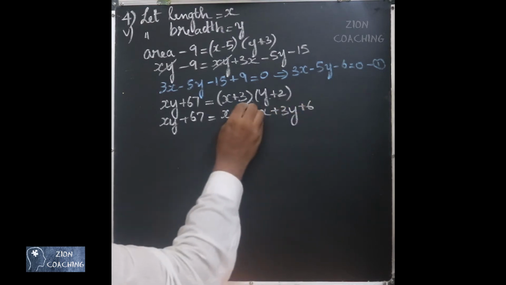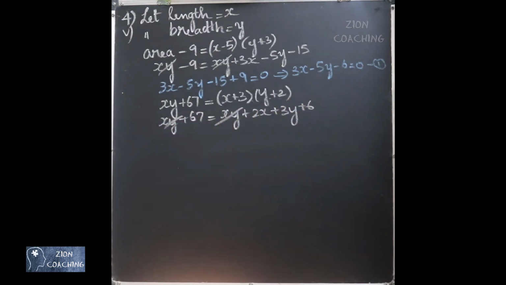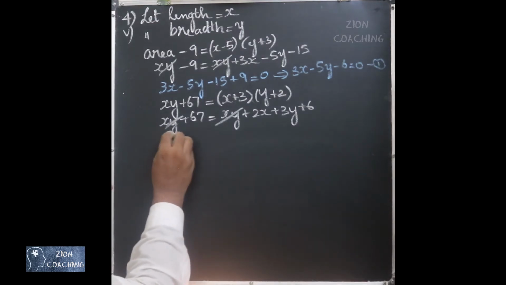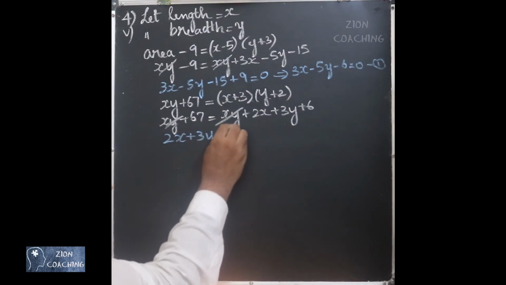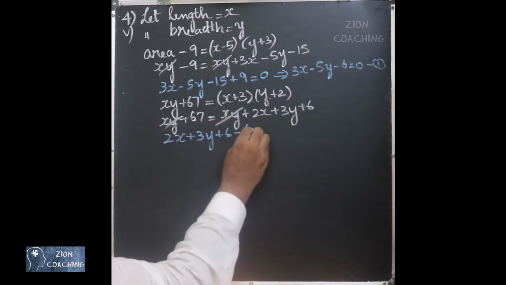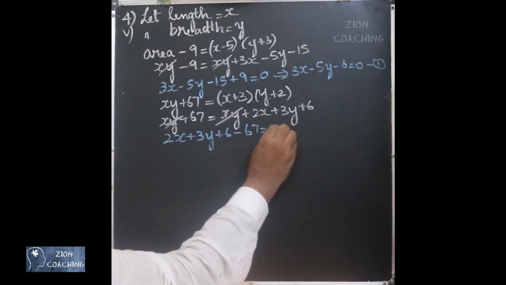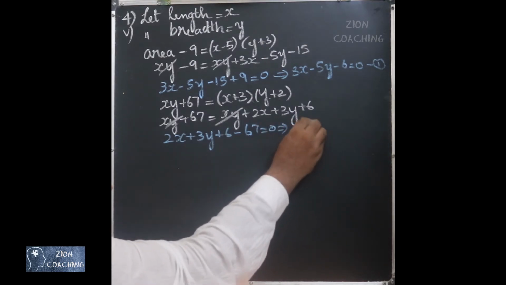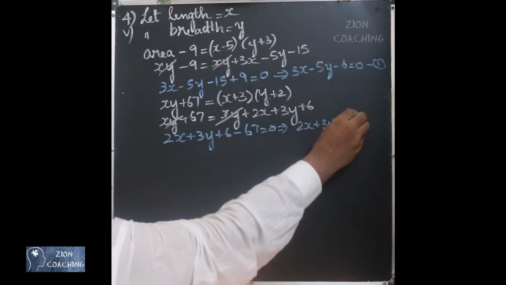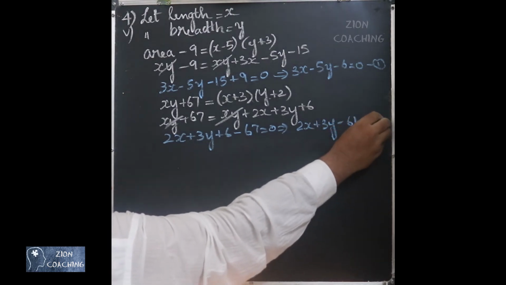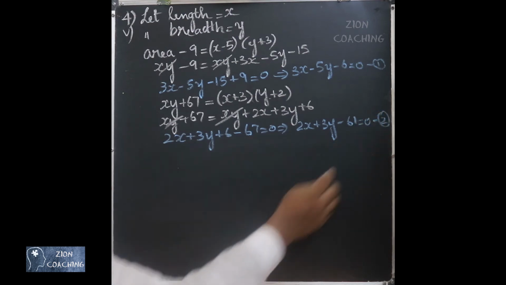6. Xy and xy will get cancelled. Taking all the values to one side, we will have 2x plus 3y plus 6, this will become minus 67 equal to 0. That implies we have 2x plus 3y minus 61 equal to 0. This is your second equation.